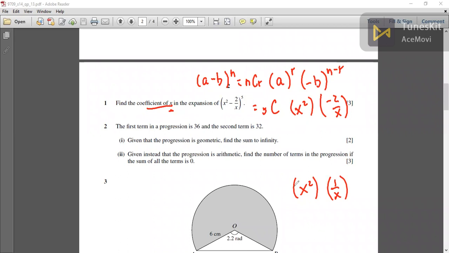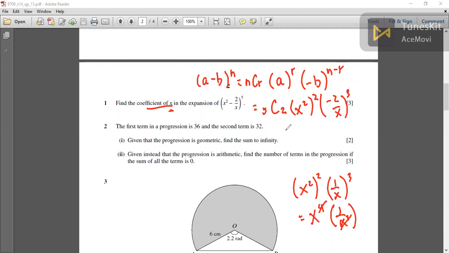So let us try. Maybe we can put this one, this is 2, this is 3. So this will become x to the power 4, and then this is 1 over x to the power 3. This, and then this we can cancel. So as we can see, 2 and 3 is the combination. And then here, this 5 combination, we can put 2 here.